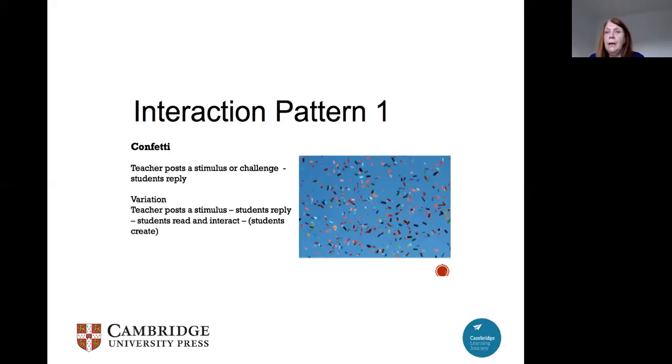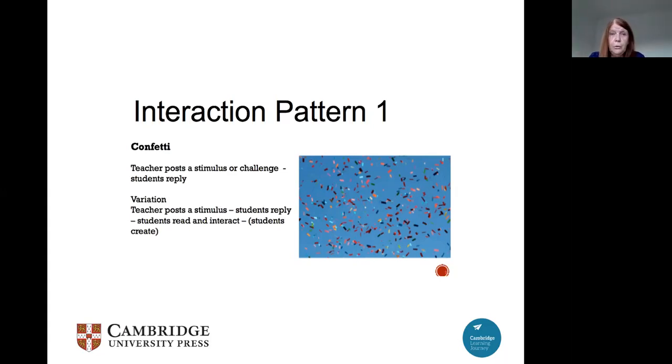Imagine the bridal couple come out of the church and everybody throws confetti at them. So you put up a stimulus and everybody throws an answer out. The first activity that we tried out, the guessing game, was the purest example of that. I put up something you had to guess and you all threw the answers at me.